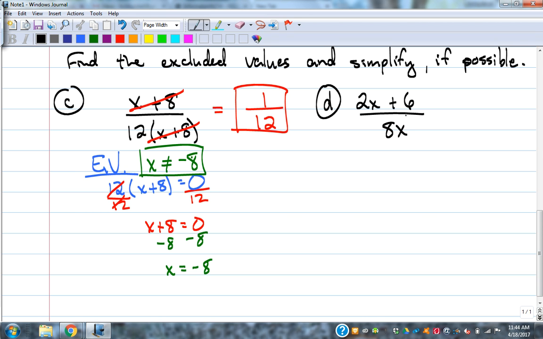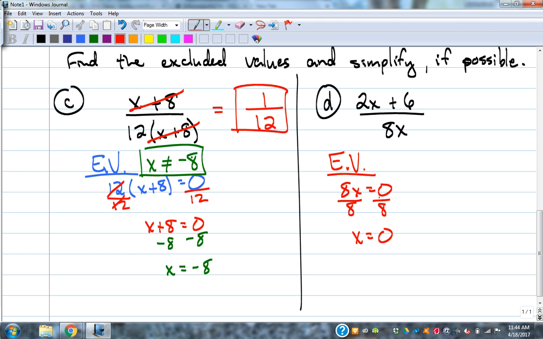All right, so let's look at this one. 2x plus 6 over 8x. Let's find our excluded values, or value. Set 8x equal to 0. How do I solve that? Divide by 8. x equals 0. So the excluded value is x cannot be 0. x does not equal 0.